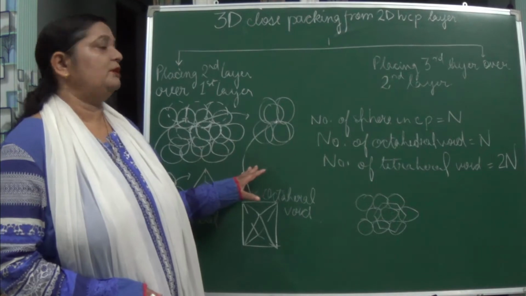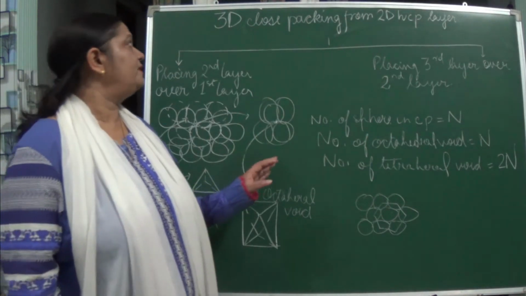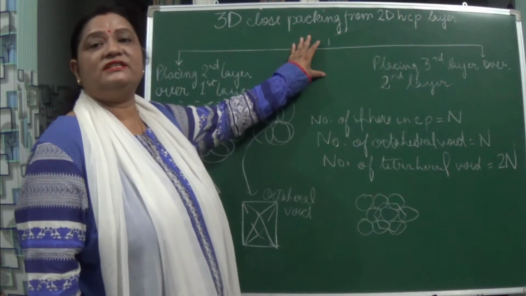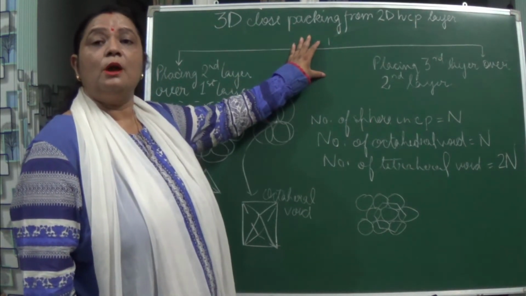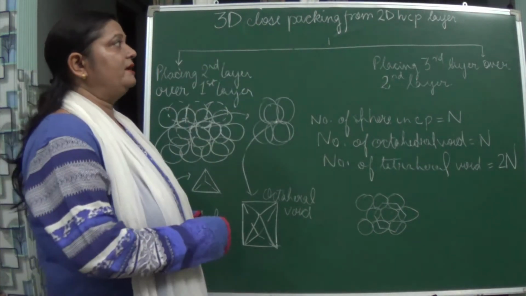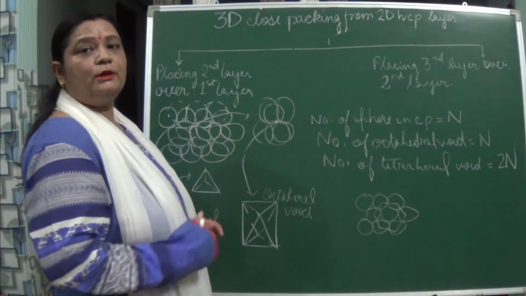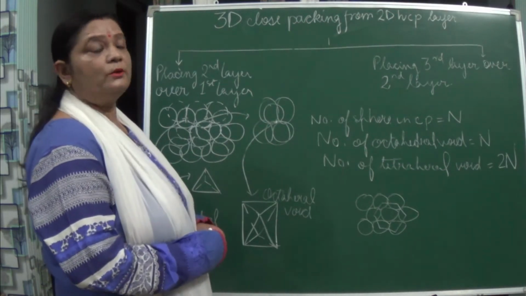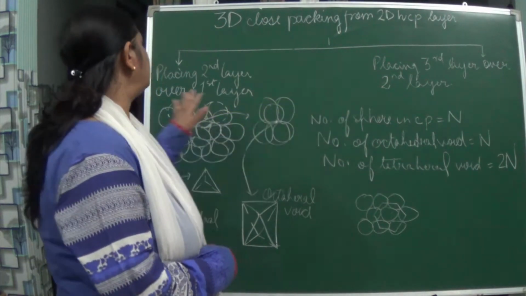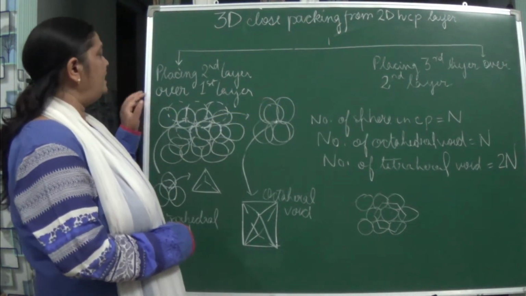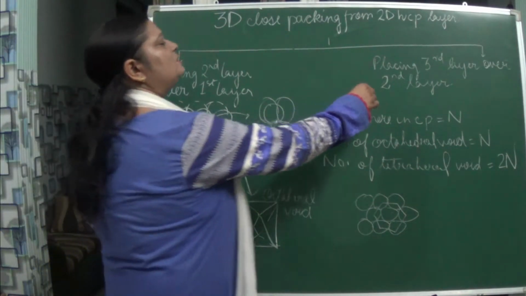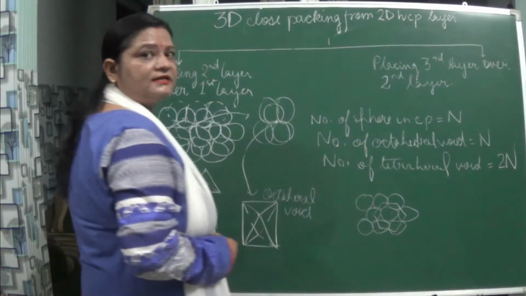Now let us come to the topic today, that is 3D close packing from 2D HCP layer. What is this HCP? Hexagonal close packing. How does this 3D close packing occur from the 2D hexagonal close packing layer? It is by two ways. First is the placing of the second layer over the first layer, and the second is placing of the third layer over the second layer.